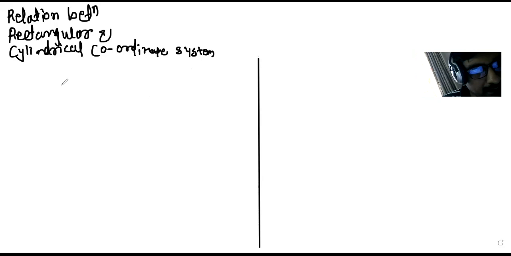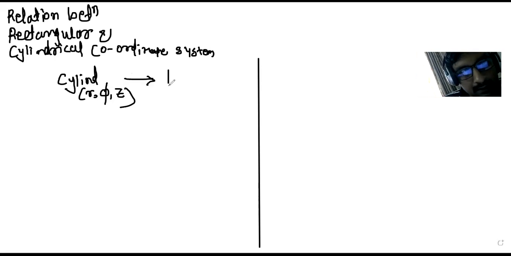Simply, here I can write: cylindrical coordinates are known. Which coordinates are known to you? You have r, phi, and z. If you know those coordinates, how can you convert them into a rectangular coordinate system? You know that a rectangular coordinate system consists of x, y, and z. The point is represented in terms of r, phi, and z, and now you have to convert it into x, y, z.